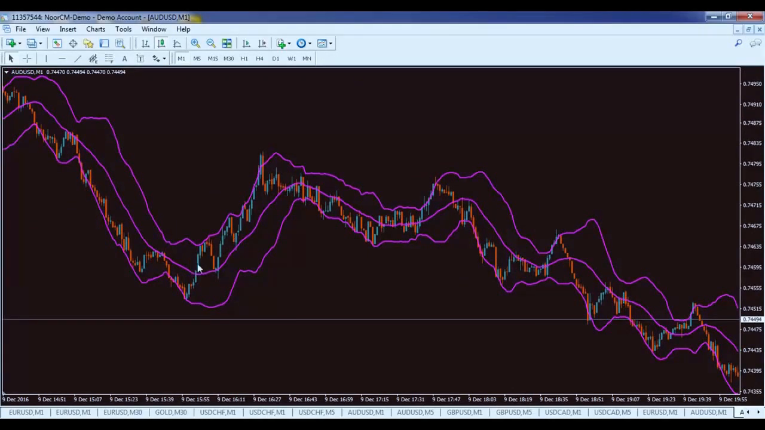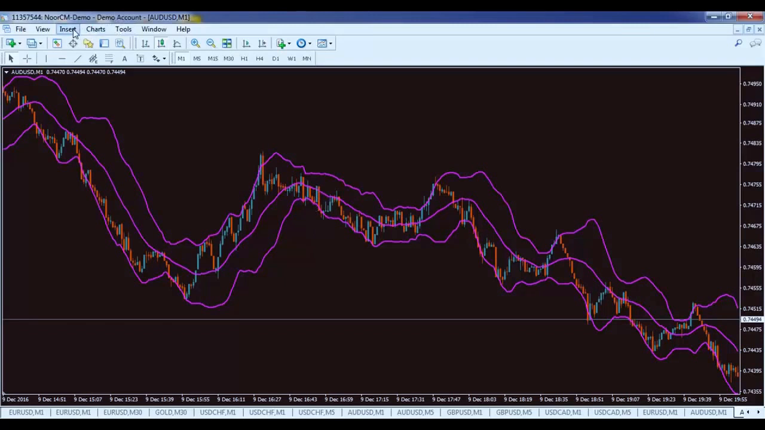The Bollinger Band is nothing more than the simple moving average. The moving average is the average of a certain period of candles that you set. So in this case we set it for 20, and it's a simple moving average 20, and then the deviation from the simple moving average. In this case we set it to 2.